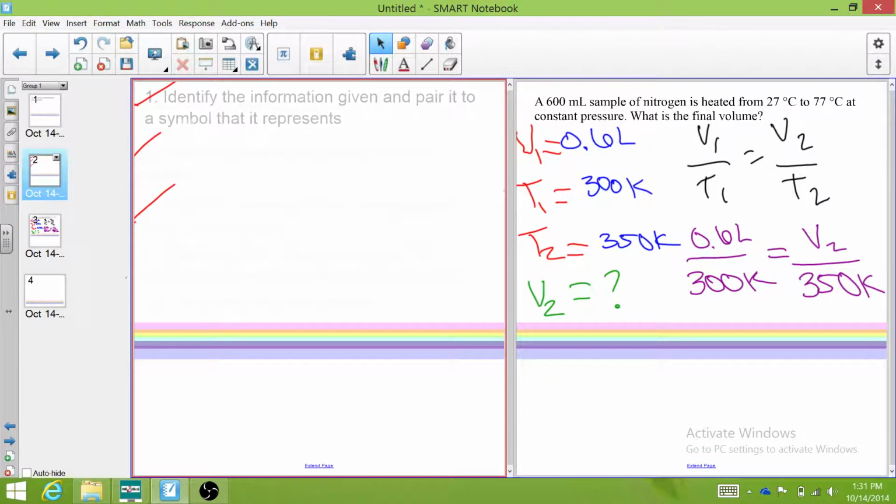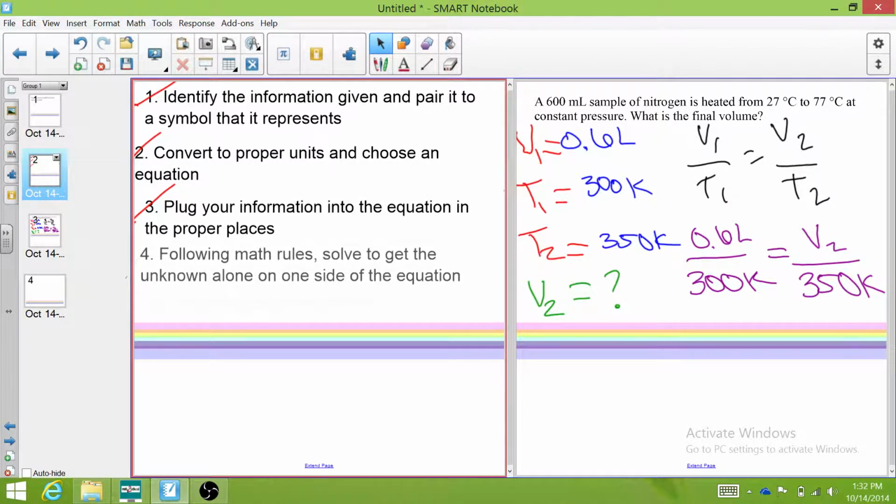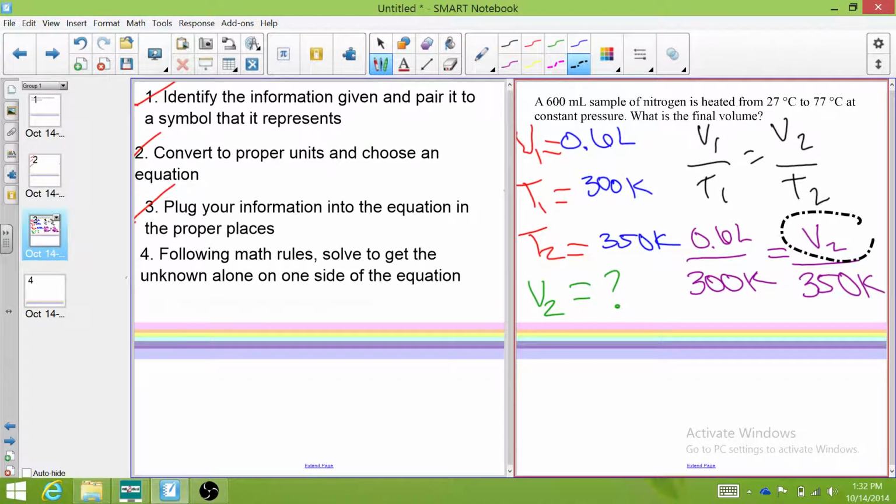Now, we have identified the information, we have symbols, we have proper units and chosen equation, we plugged in our information, and now we need to, following some math rules, solve to get the unknown alone on one side of the equation. So our unknown here is V2. It's that guy right there. So we need to get him all by himself over there.